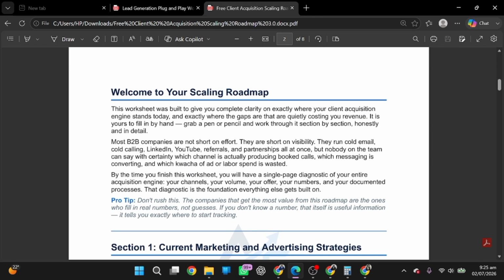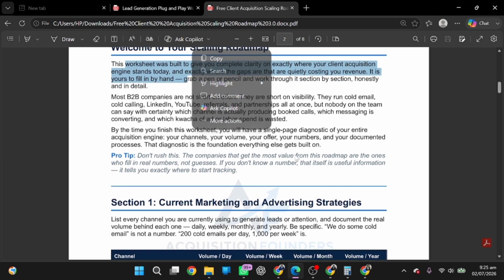This worksheet was built to give you complete clarity on exactly where your client acquisition engine stands today, and exactly where the gaps are that are quietly costing you revenue, right? It is yours to fill in by hand, right? So I'm going to grab this and fill it in.